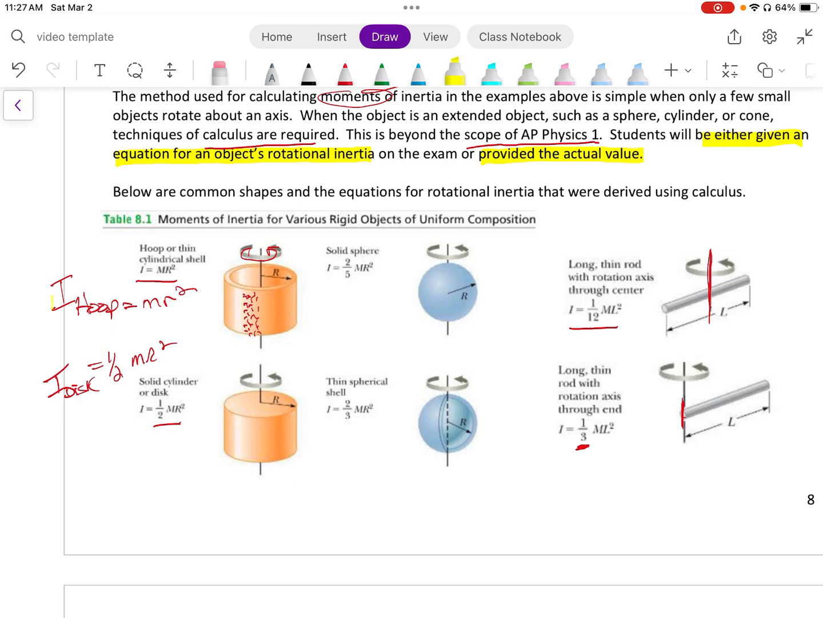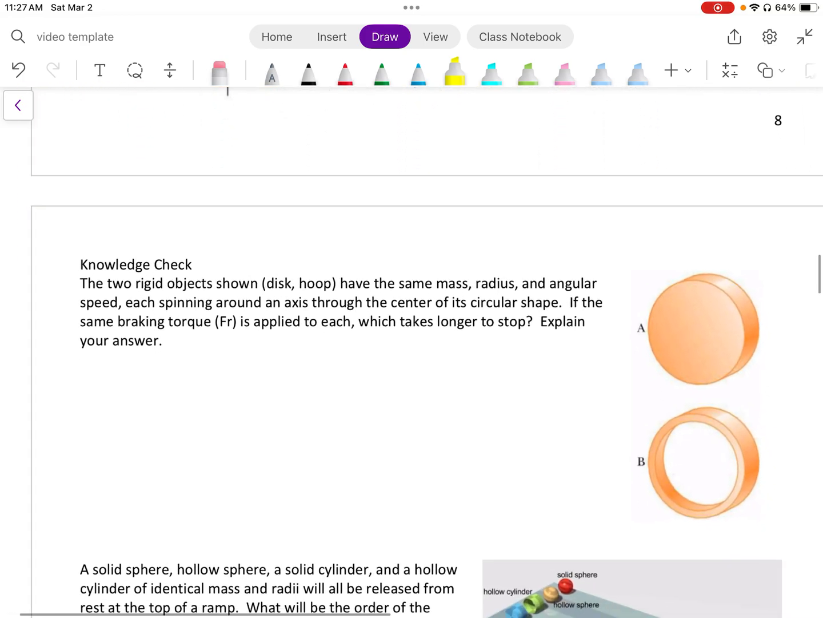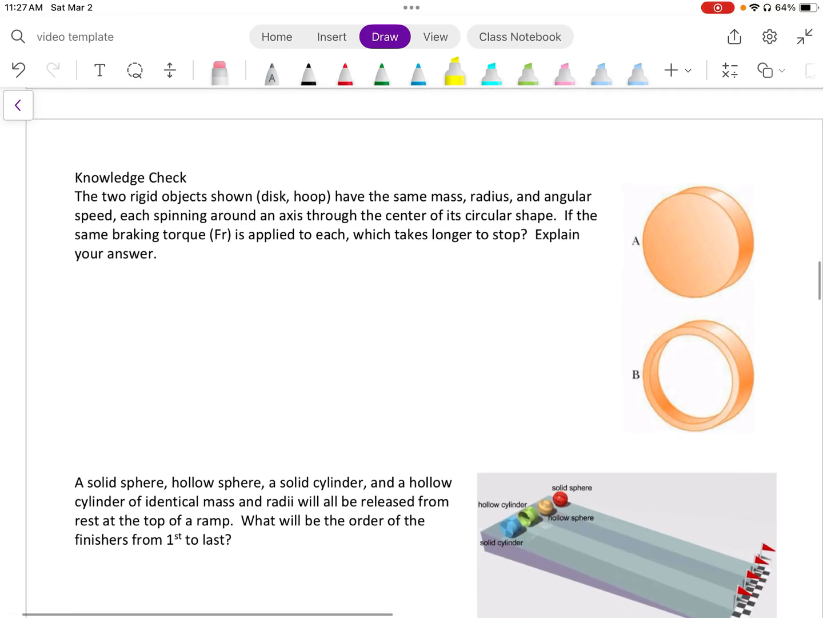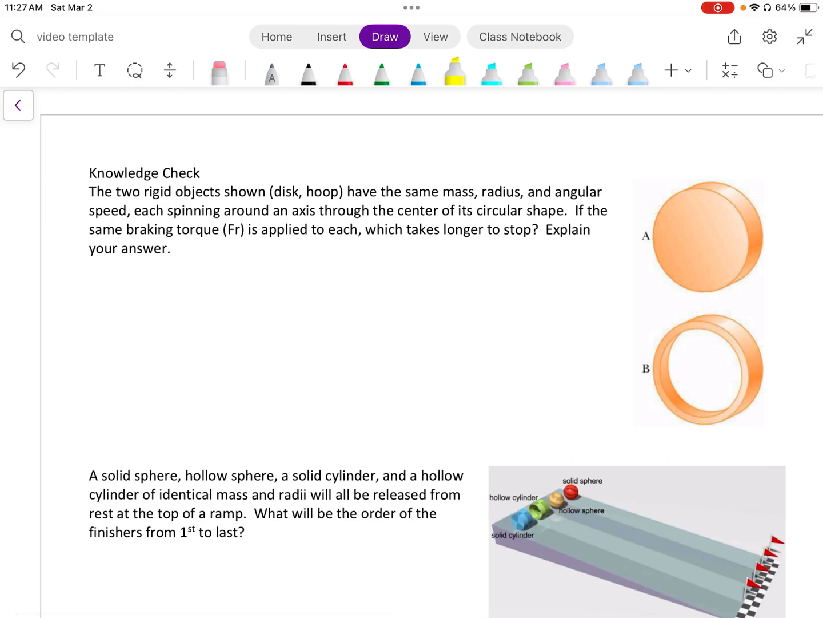So you're not going to be required to have all of these equations memorized. I personally think you should know by heart the I value equations for a hoop and a disc, but you will be required to understand how the mass location affects the object's tendency to resist change in its angular motion. Okay, so let me show you an example of what I mean by that.